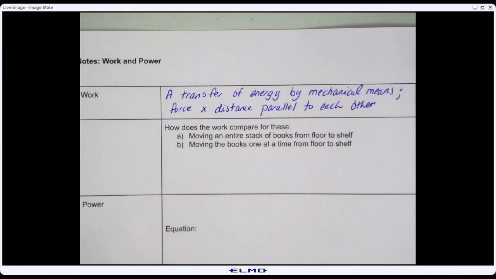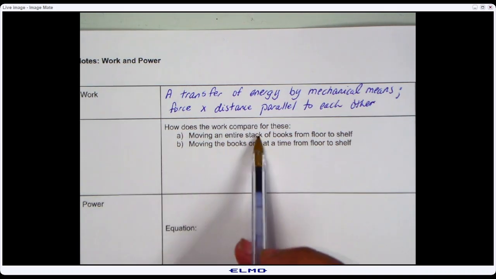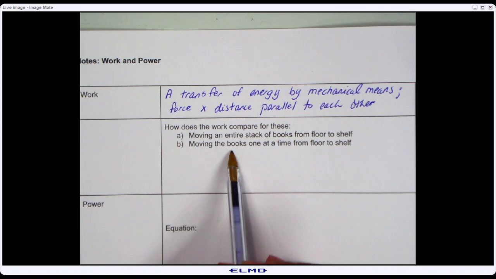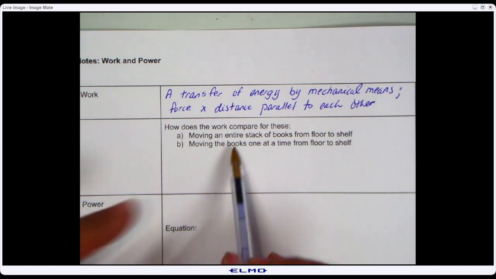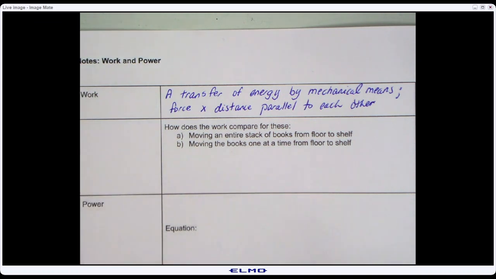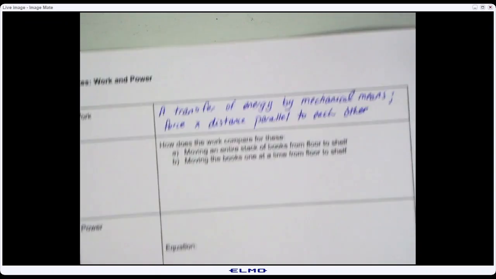So eventually the force is going to be the same. Does everyone understand that? Okay, so basically what I'm doing is splitting it up. I'm working with requiring less force, but now I'm doing it multiple times. But in the end, since it's the same stack of books, your total force is going to be the same. The displacement is the same. So therefore the work required to do both of these, whichever way you choose, is still going to be the same.